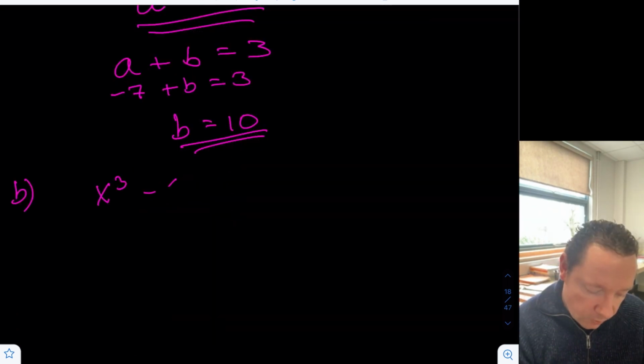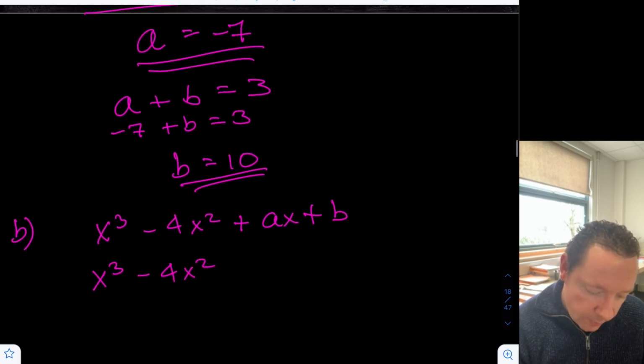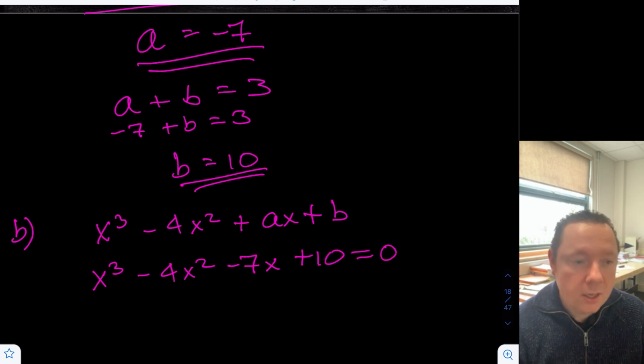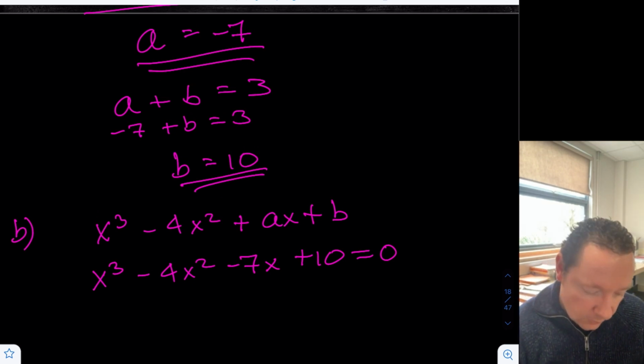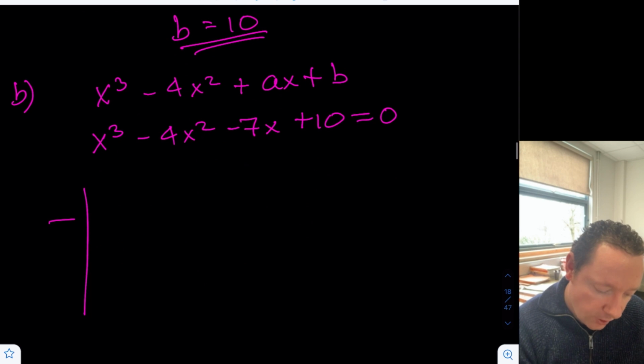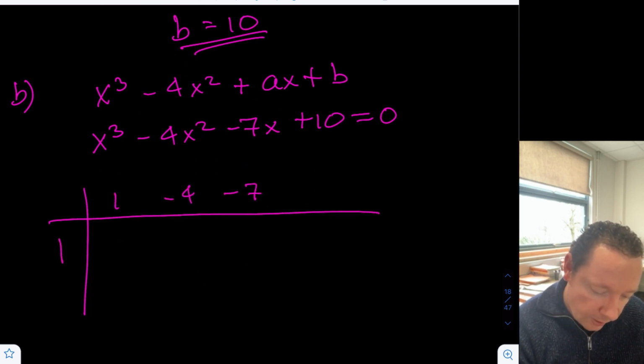x cubed minus 4x squared plus ax plus b. That's x cubed minus 4x squared, a is minus 7 so minus 7x, and b is 10, and equal to 0. Now remember, in the question here, it already told us a factor, which was x minus 1 is a factor. So using synthetic division on that, we get 1, minus 4, minus 7 and 10.